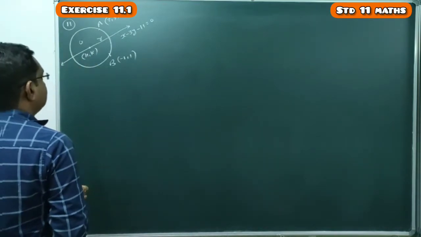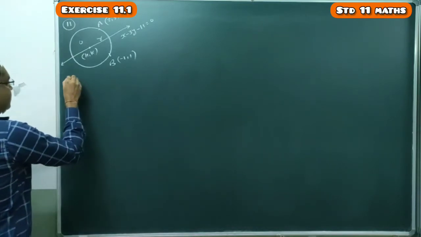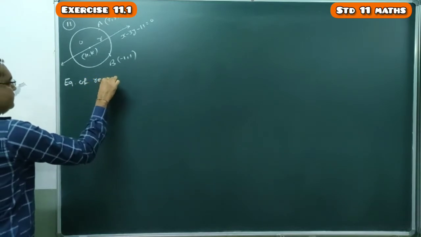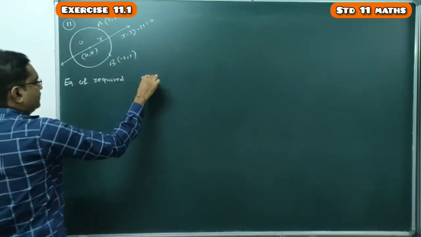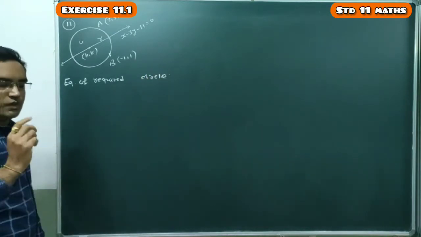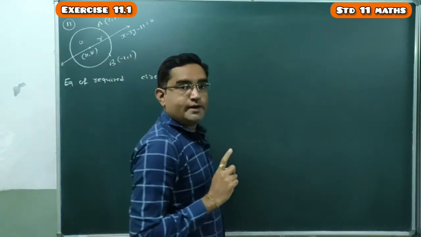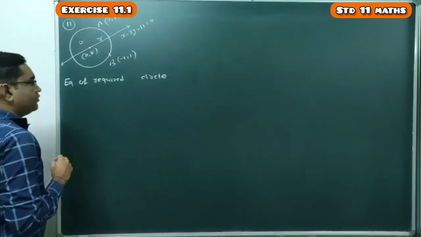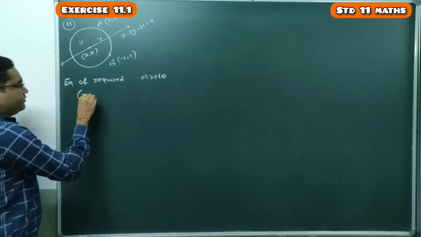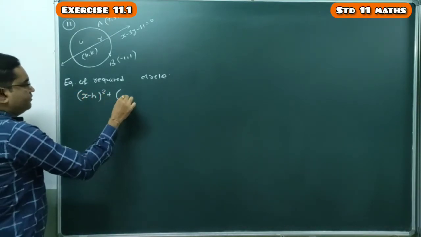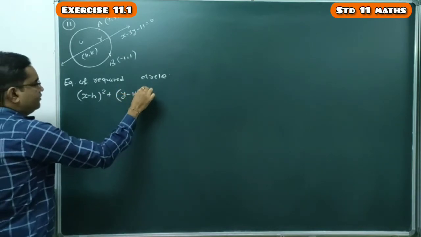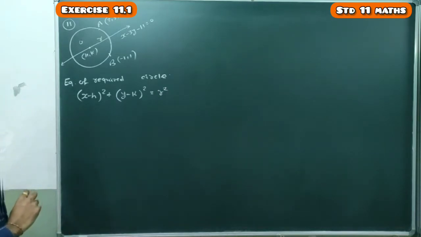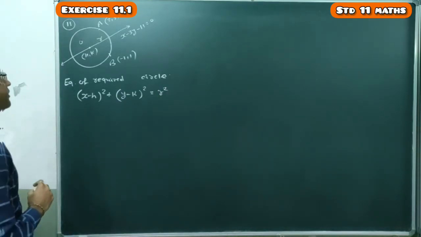So what is the equation of the circle? Here we can write the equation of the required circle, the circle with center whose coordinates are h comma k and radius r. The equation of the required circle is x minus h whole square plus y minus k whole square equal to r square. This is the equation of the required circle. Now we will use the given information.